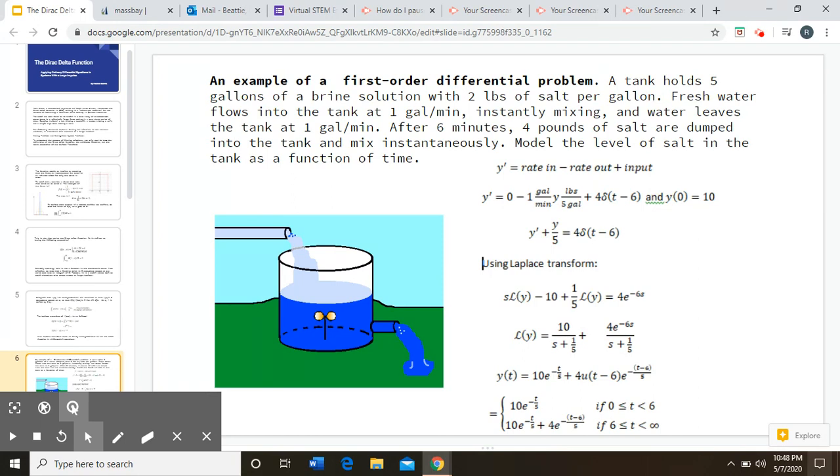And this is where the Dirac delta function comes into play. You have the change in salt, y prime, and it's a function of the rate in and rate out of the salt, coming in, which is 0, and going out. And it's also a function of the delta function at time 6. You use the Laplace transform, and what you get out of it is a unit step function, which is interesting how it's tied to the unit step function. You get the e to the negative 6s, which gives you the unit step function, which means basically that there's 2 functions. There's one function up to time 6, and then there's that function plus another function after time 6.